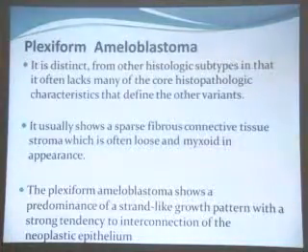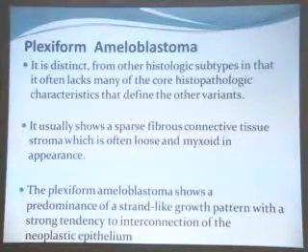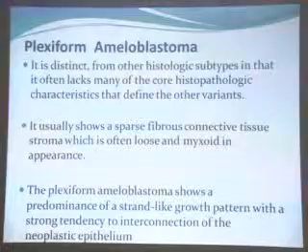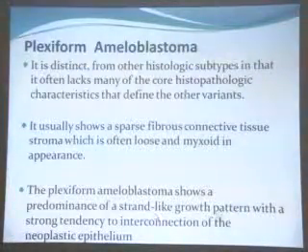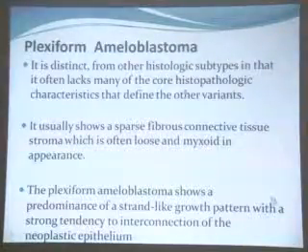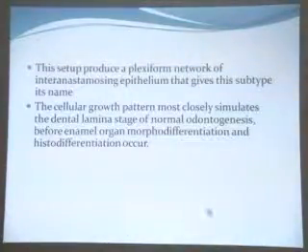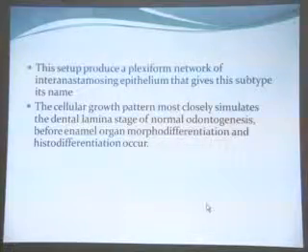Then, as its name suggests, what do you mean by plexiform? There are thin strands and cords, and they appear to connect with each other. So the plexiform ameloblastoma shows a predominance of a strand-like growth pattern with a strong tendency to interconnection of the neoplastic epithelium, and that's why the name plexiform ameloblastoma. Because of these strands and cords, this produces a plexiform network of inter-anastomosing epithelium, and because of that we call it a plexiform ameloblastoma.